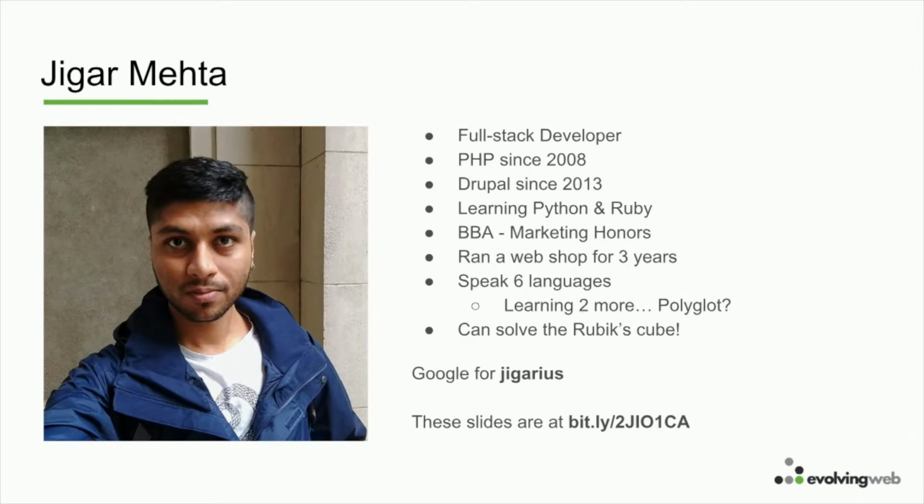And I've been doing PHP since 2008, and I've been doing Drupal since 2013, and I tried PrestaShop once, but it didn't work for me. And I'm learning Python, Ruby. I'm a business administration graduate. I did a specialization in marketing. I ran my own web shop in India for 3 years, but then I decided to migrate, so I had to shut it down. I decided to migrate. Okay, immigrate, I mean. Okay, so I speak 6 languages, I'm learning 2 more, and I can solve the Rubik's Cube. I think that's good enough for an introduction.